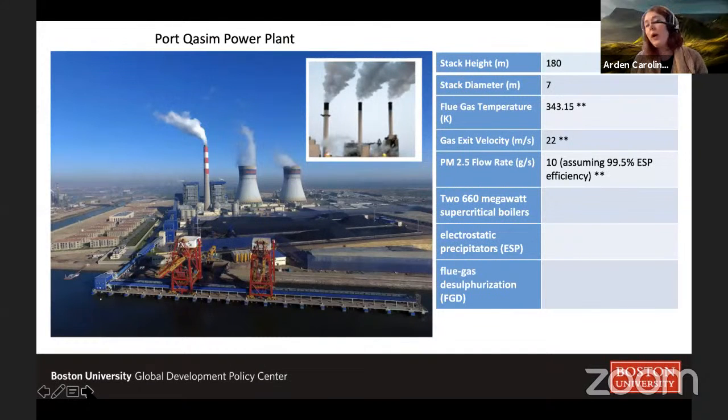However, some of the information required for modeling, as we mentioned, the EIA is not publicly accessible, so we had to approximate that. So things like flue gas temperature, gas exit velocity, and the PM 2.5 flow rate. What we did is we looked for EIAs of comparable power plants using similar technology and similar fuel that were proposed in the region to approximate those values. Some additional information about the power plant is it is two 660 megawatt supercritical boilers. As we mentioned, it has very modern pollution controls, with electrostatic precipitators and flue gas desulfurization.